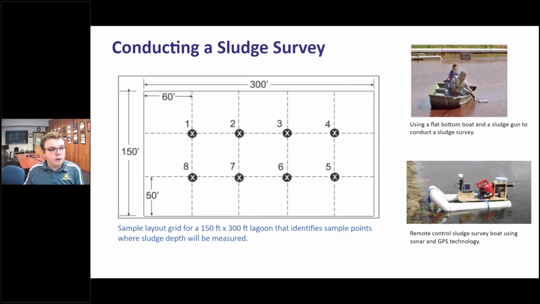So for a sludge survey, you typically are going to grid out your lagoon and pick different points where you're always going to test your sludge depth so you can get a trend. For a 300 by 150 foot lagoon, this one example used a 60 foot by 50 foot grid. So it gave you 8 different points where they were measuring sludge depth at those different locations to measure trends. And then at those points, that's where you're going to send out somebody in a boat, or you can make a little GPS remote control boat to go out and measure sludge depths at those various locations.